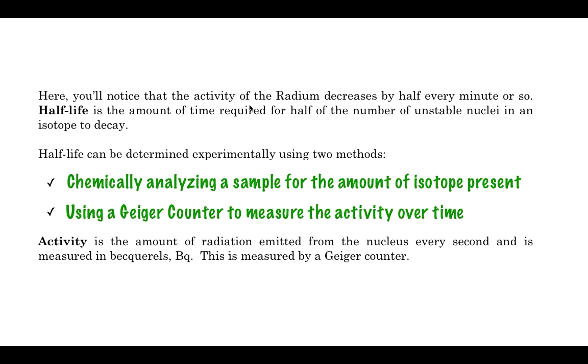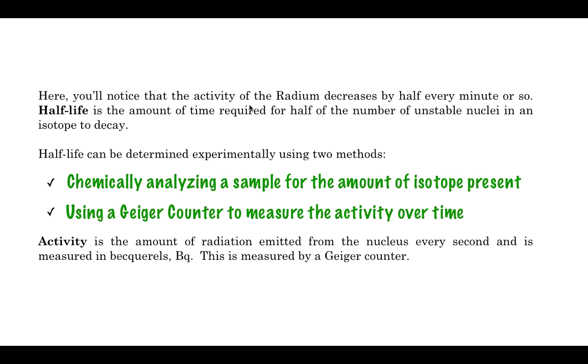Either we chemically analyze it to find how much isotope is present at different times, or we can use a Geiger counter to measure the activity over time. A Geiger counter, if you've ever watched any of the old James Bond movies, is kind of like a device that measures activity. It measures how much decay is happening over a certain amount of time, and it kind of clicks when you use it. At least the old ones used to.